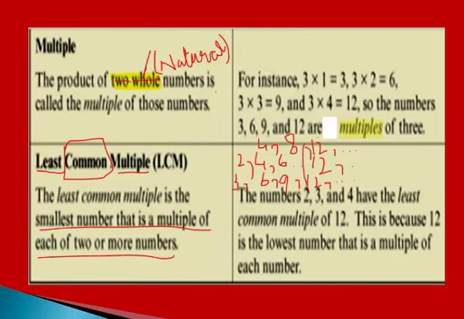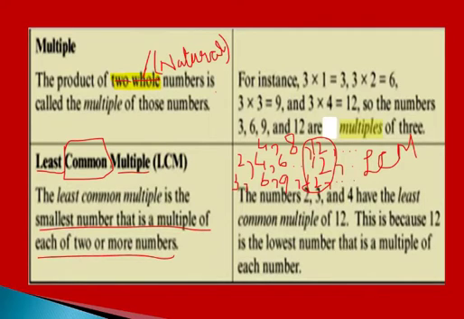So which one is the least multiple here? That is the 12. So it's the least common multiple, or the smallest number that is shared by all three numbers, 2, 4 and 3. So this will be known as their least common multiple. So the smallest multiple of 2, 3 and 4 is 12.